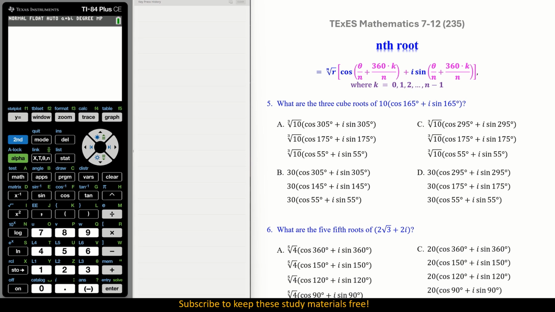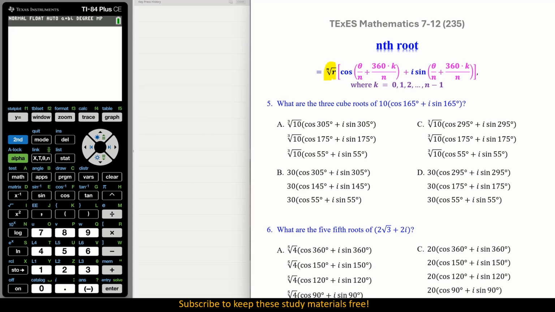Okay, number 5. What are the 3 cube roots of 10 cosine 160 plus i sine 160? All right. The first thing that you need to do is look at your equation. You really need to study this equation or this formula and know how to use it. Okay, if you don't, go and research it. But the first thing that I had said prior still applies.